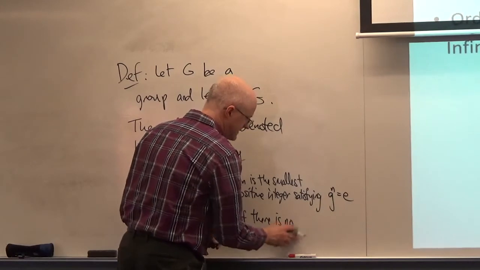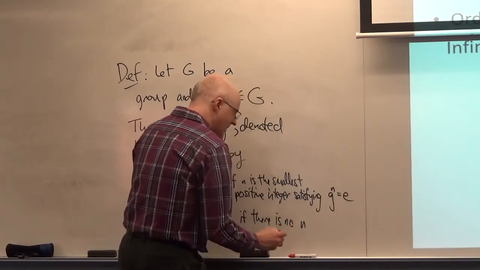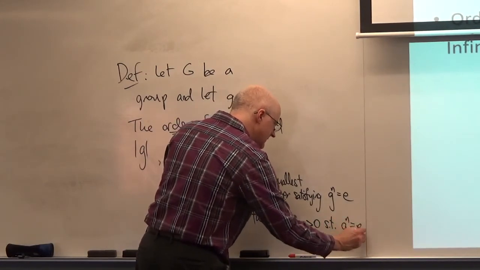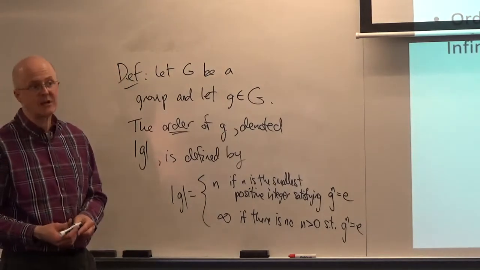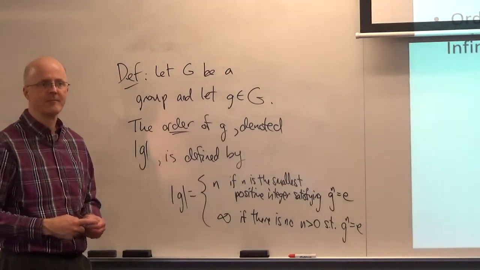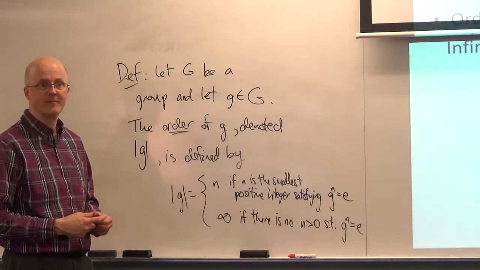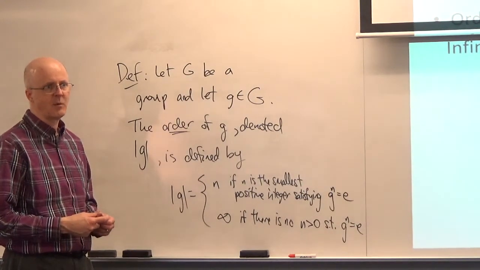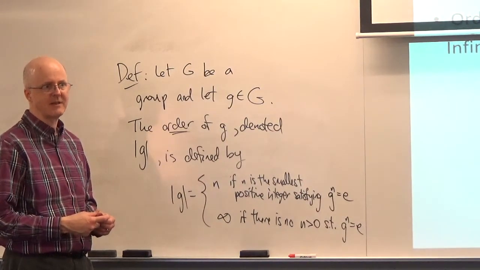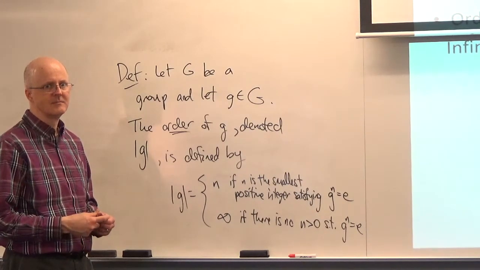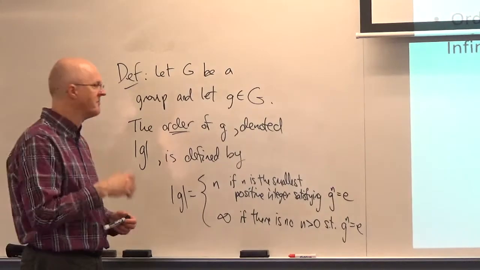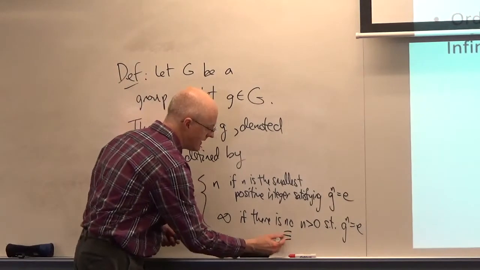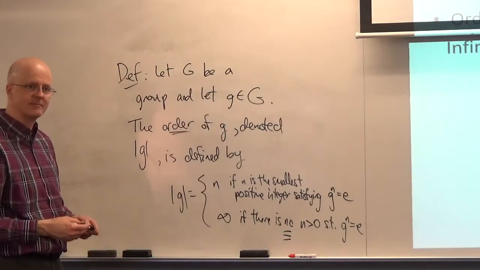Well, I should probably say if there is no n greater than 0 such that g to the n equals e. Or I could say g to the n is not equal to e for all n greater than 0. We are talking about integers here for n. Can't define fractional powers of group elements in general. G to the 1/2, in general, you cannot make sense of that. If there is no positive n, so that's true.